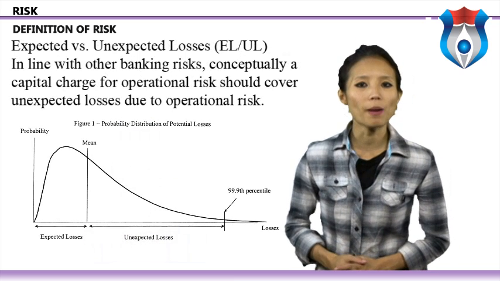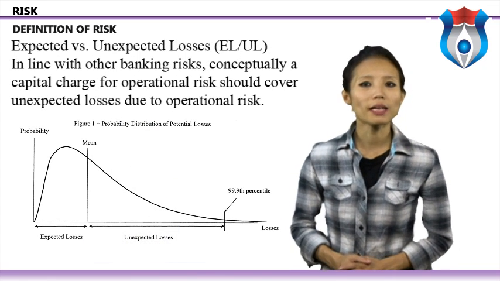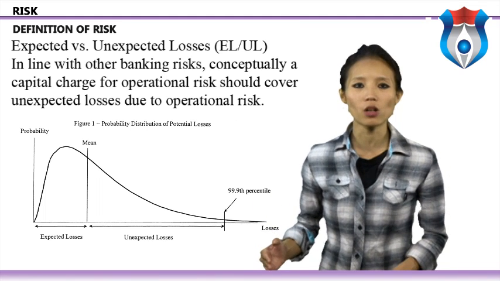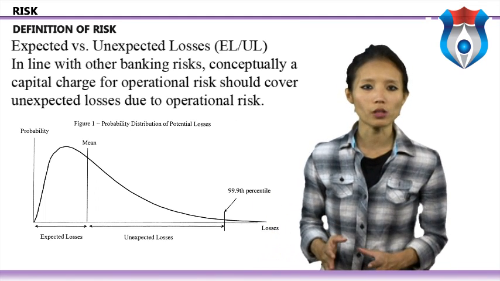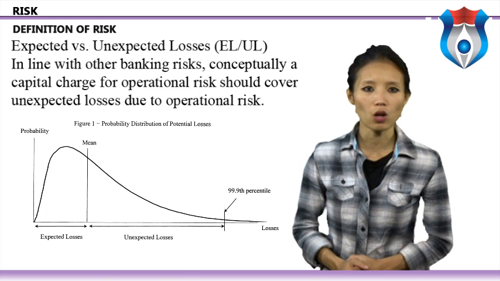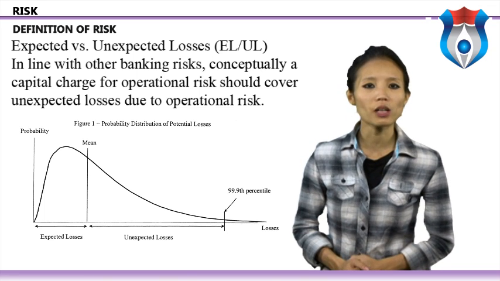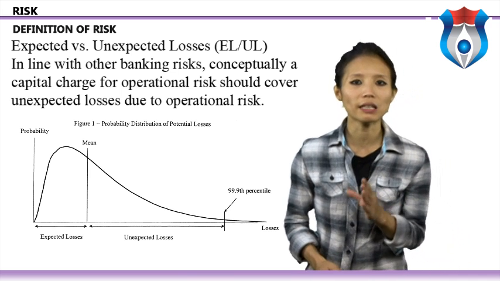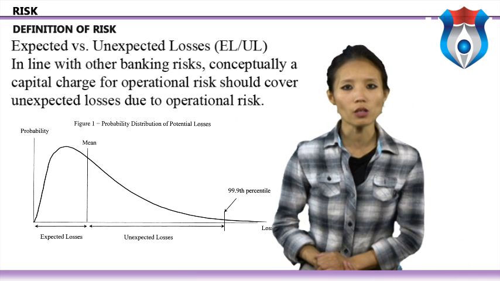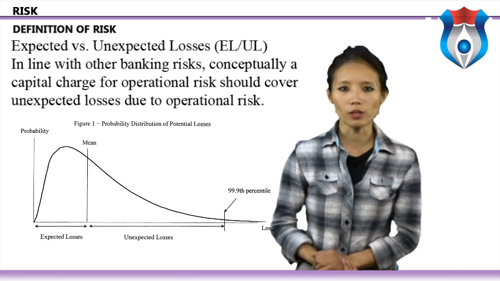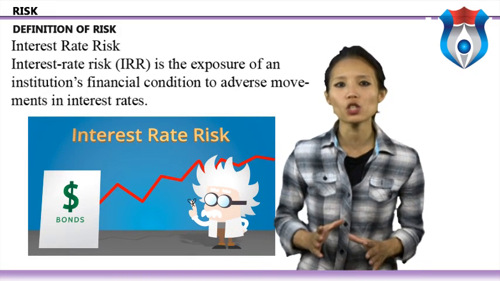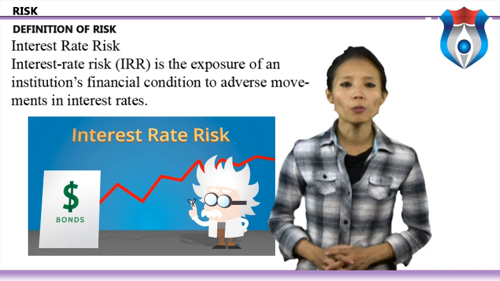In line with other banking risks, conceptually, a capital charge for operational risk should cover unexpected losses due to operational risk. Provisions should cover expected losses. However, accounting rules in many countries do not appear to allow a robust, comprehensive, and clear approach to setting provisions, especially for operational risk. Interest rate risk, IRR, is the exposure of an institution's financial condition to adverse movement in interest rates.